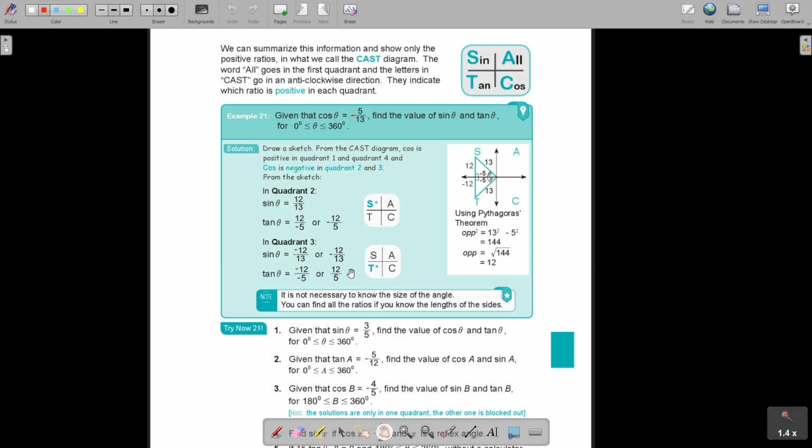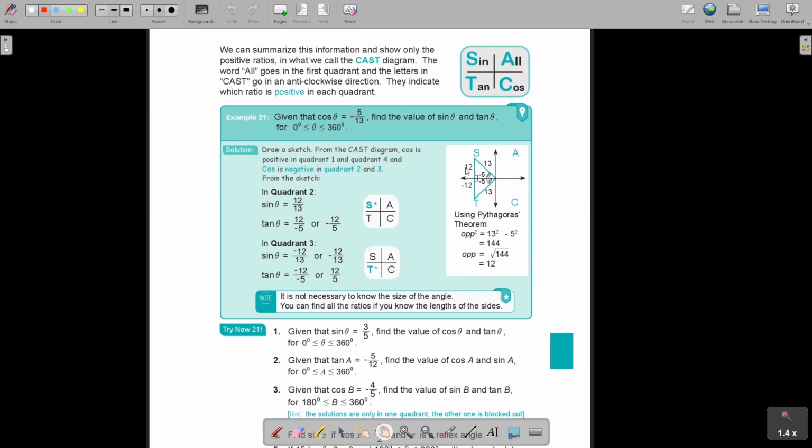Okay, first I draw, where is cos negative? Cos is negative here and here. I have 2 sides. Cos is adjacent over hypotenuse, and I can find the other side with Pythagoras theorem. But instead of finding the angle, I just keep the ratio. So if I ask you to work out sin, then sin is opposite over hypotenuse, and I just write it down there.